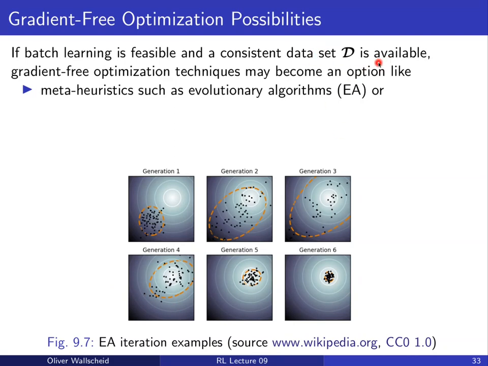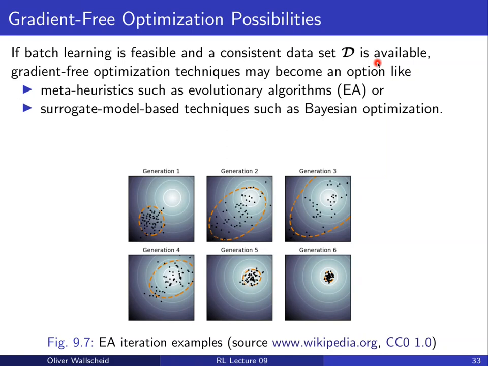Of course, we also need a consistent data set again to run gradient-free optimization techniques, because gradient-free optimization, like metaheuristics such as evolutionary algorithms, are of course also sampling in the state and parameter space, and therefore the data set has to be consistent. So same requirement as for batch learning here for gradient-free optimization. Besides evolutionary algorithms, we could also use surrogate model-based techniques such as Bayesian optimization in order to find the next suitable parameter vector W, and then at the end W star, the best optimum, as illustrated here by this evolutionary algorithm in a two-dimensional example, where the optimum would be around here.